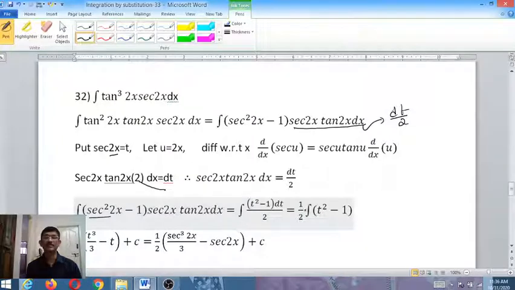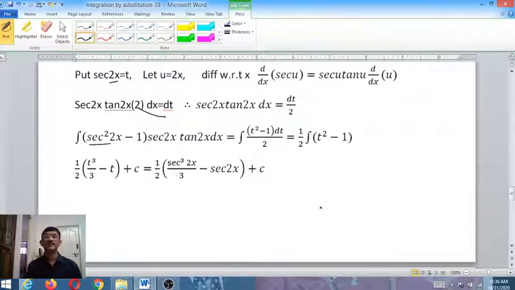The 2 is taken out: 1 by 2 into integral of t square minus 1. We know that the integral of t square is t power 3 by 3. Integral of a constant is constant into t, so 1 into t is t. Keep half as it is: t cube, secant cube 2x by 3, minus secant 2x. Very similarly, you have a problem. Try to solve this problem.